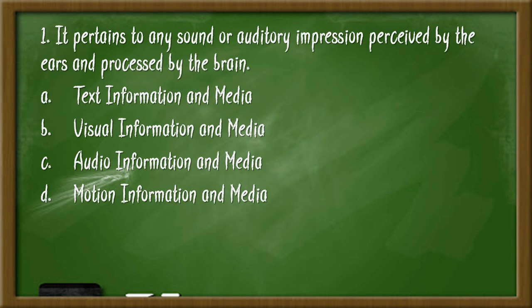Let's start. Question number 1. It pertains to any sound or auditory impression perceived by the ears and processed by the brain. A. Text information and media. B. Visual information and media. C. Audio information and media. Or D. Motion information and media.